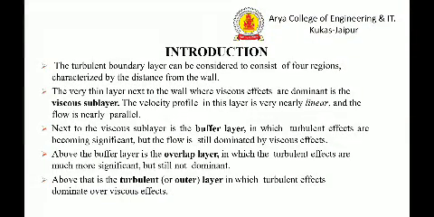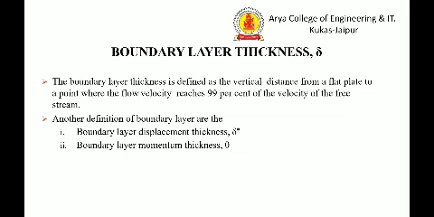The turbulent boundary layer can be considered to consist of four regions characterized by distance from the wall. The very thin layer next to the wall where viscous effects are dominant is the viscous sublayer. Next to the viscous sublayer is the buffer layer, in which turbulent effects are becoming significant. Above the buffer layer is the overlap layer, in which the turbulent effects are much more significant but still not dominant. Above that is the turbulent layer, in which turbulent effects dominate over viscous effects.